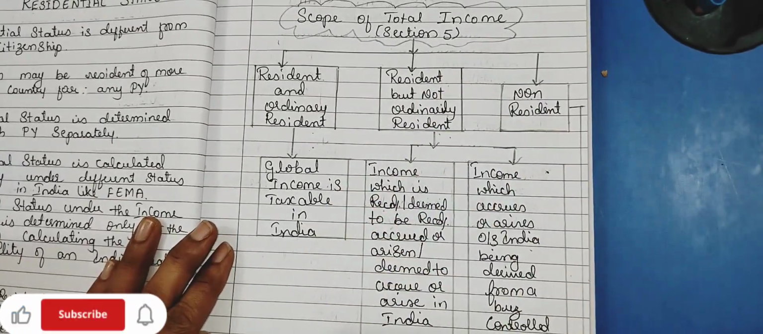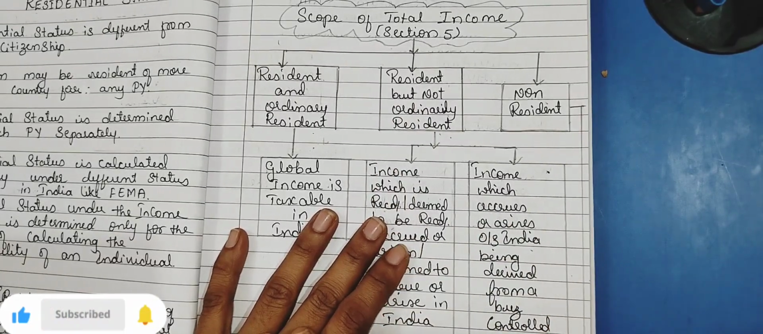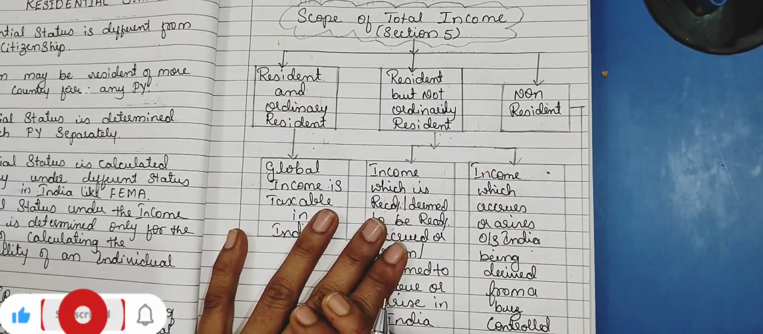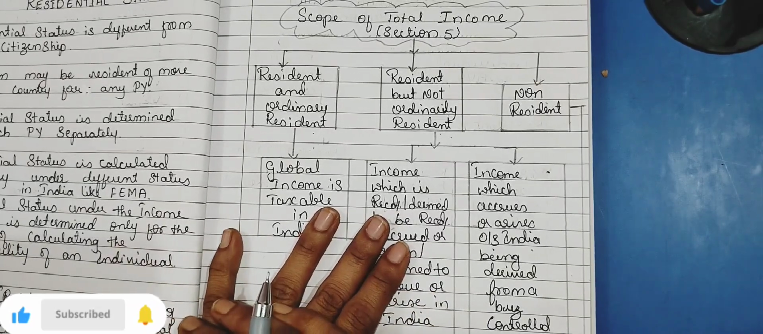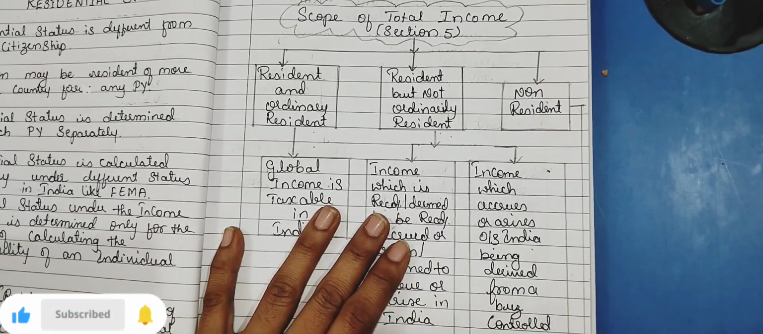Resident but not ordinary resident means he is living abroad for job purpose, he is living for education purpose, or he is a sports person, has left India for sports, or any acting.